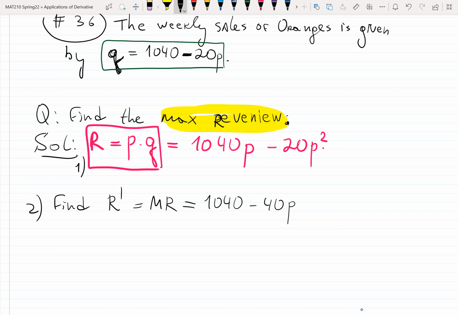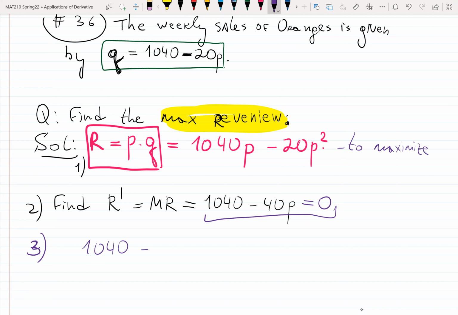And then do what? Critical points. And critical points means z equal to 0. That is step three, or step 2 in finding the maximum. So I will do like this. To maximize, set it equal to 0 and solve for P. That's what you did in your quiz.